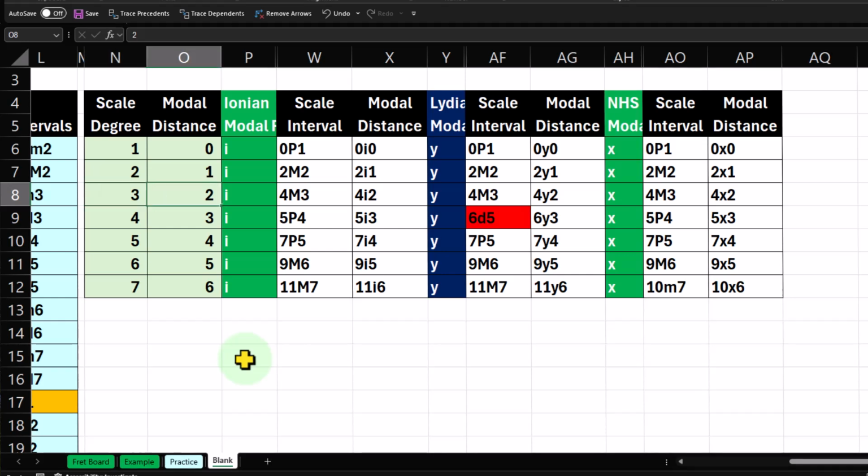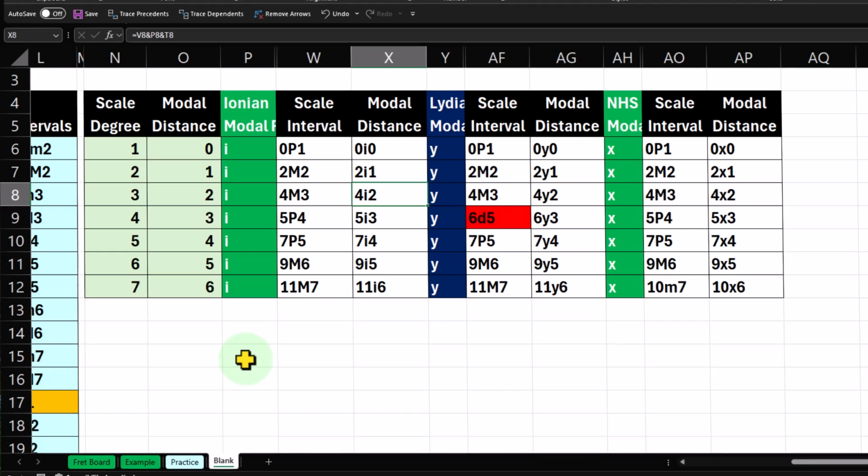On the third scale degree, or second modal half step, we have a 4 note away major third, which I would like to call a 4 note away Ionian second modal half step.